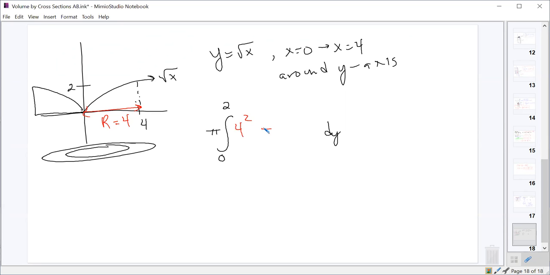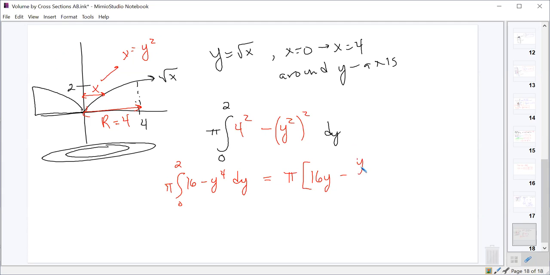Well, what's my inner radius? X. It's the distance from here to here, or just x, exactly. X, which x equals y squared, right? So we should have 4 squared minus y squared squared dy. And what does that give us? Pi times the integral from 0 to 2 of 16 minus y to the 4th dy, which should be pi times 16y minus y to the 5th over 5 from 0 to 2.